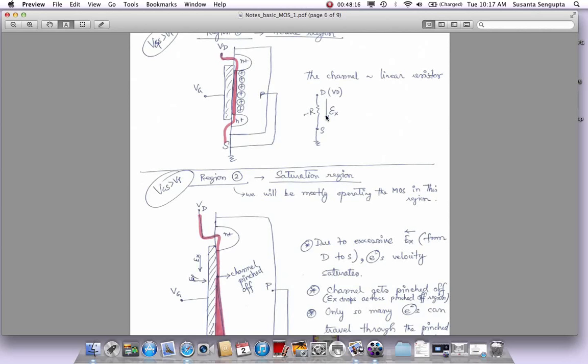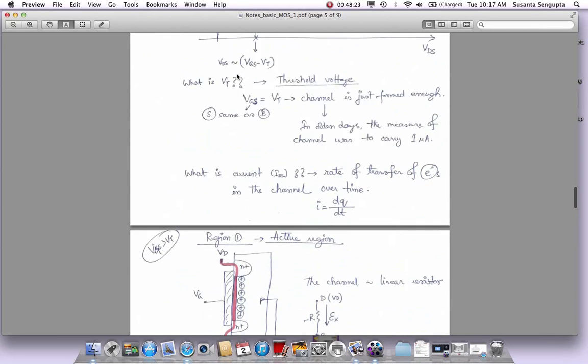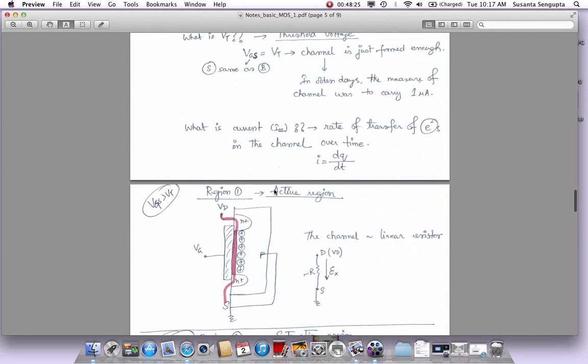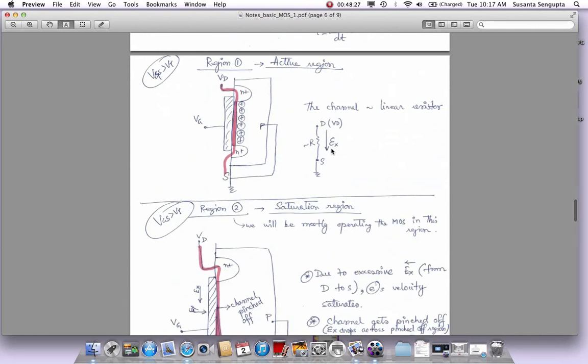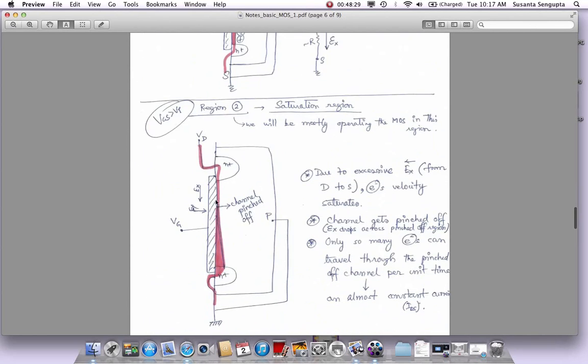Now what is happening to EX as we increase this VDS? As we increase this voltage, we are increasing VDS here on this side. That means my electric field is increasing. What happens when the electric field increases? It gives more energy to electrons. This channel has electrons, and the electrons are getting more and more energy.